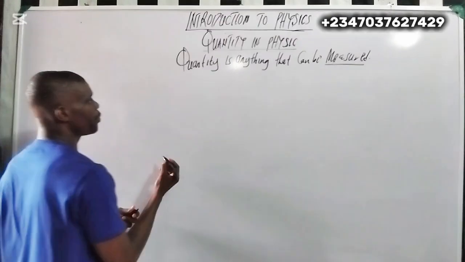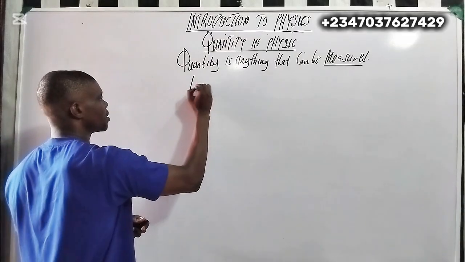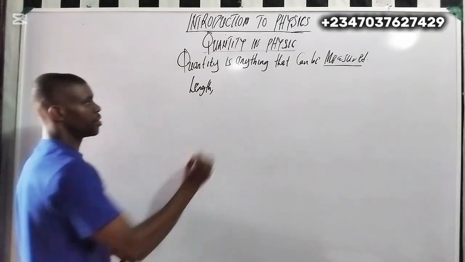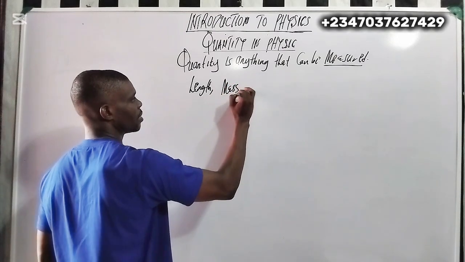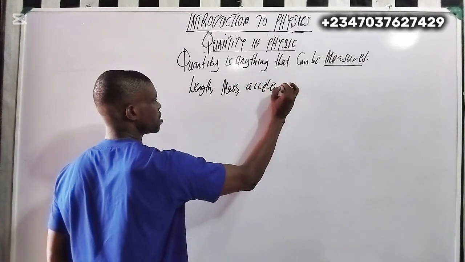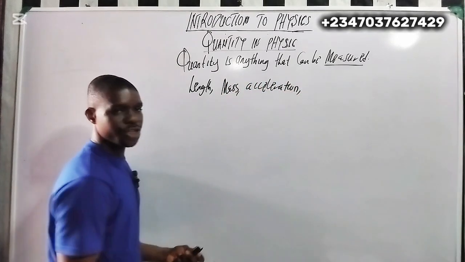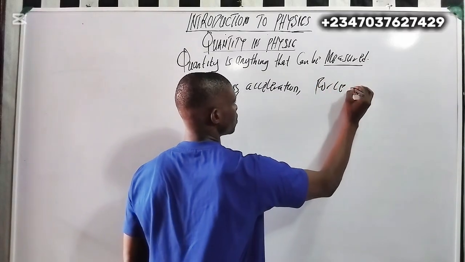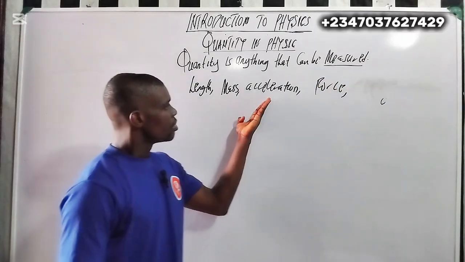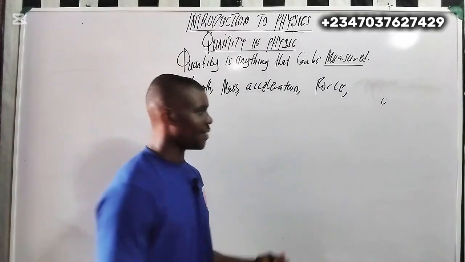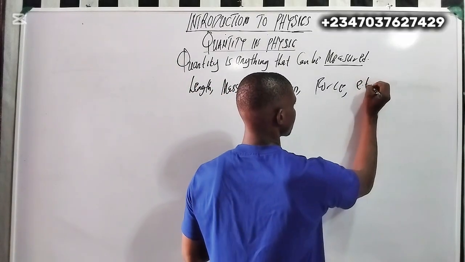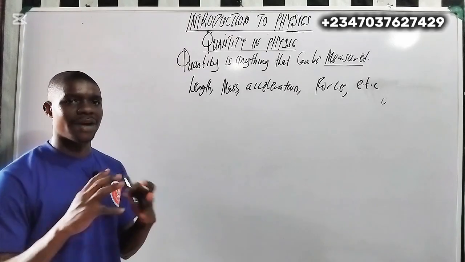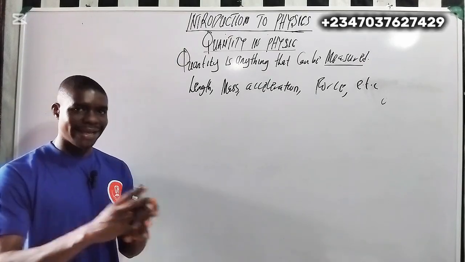Examples are length, mass, acceleration, force. We have many of them, etc. It's okay. Now quantities are divided into two main types.